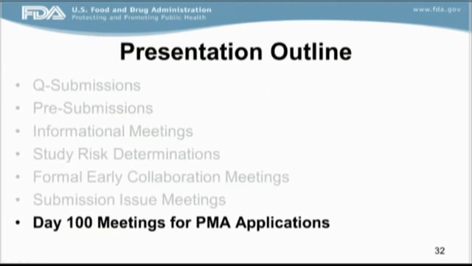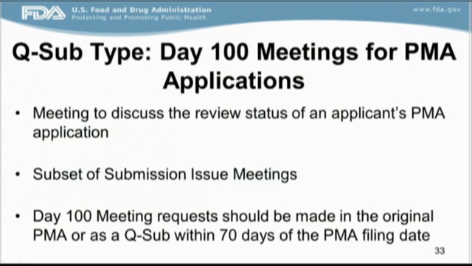The last Q-Sub we will discuss is the Day 100 meetings for pre-market approval, or PMA applications. Day 100 meeting requests are for original PMAs and panel track PMA supplements, and are a subset of submission issue meetings. A PMA applicant may request a Day 100 meeting. As outlined in the FDA Modernization Act, also known as FDAMA, FDA will meet with an applicant no later than 100 days after receipt of a PMA application.